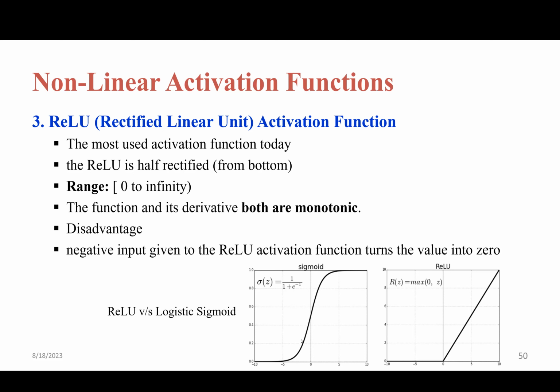So f of z is 0 when z is less than 0. Right? So for negative input values, it is 0. And f of z is equal to z when z is above or equal to 0. That is, for positive values, 0 or above, it is equal to z.